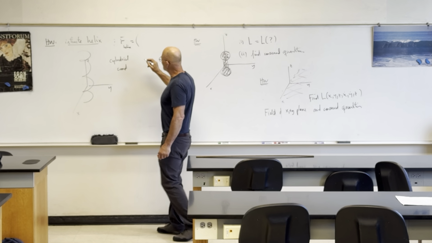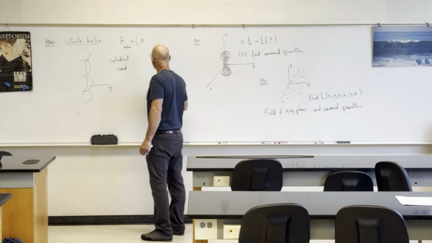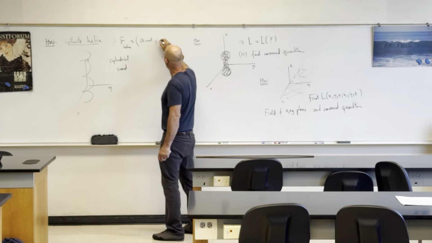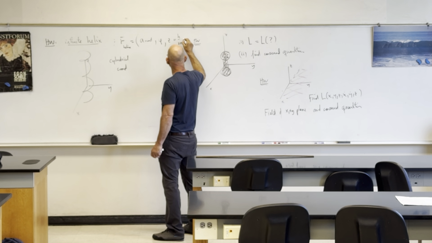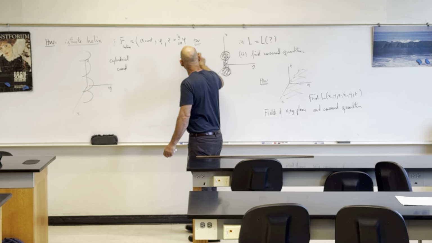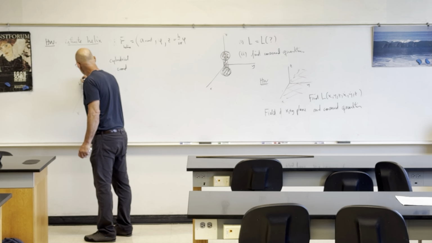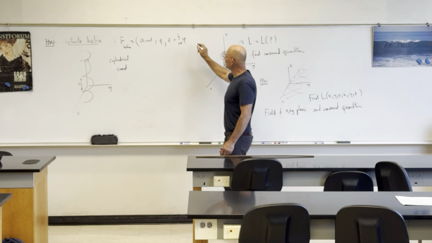The helix itself is defined by A, and then, so already A equals constant. So it's just a constant. And then the angle, and then the Z is equal to H over 2 pi times phi. So what that means is every time you go around 2 pi, you go along this edge. So that's the parameterization of the helix.